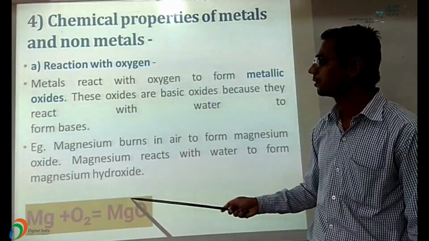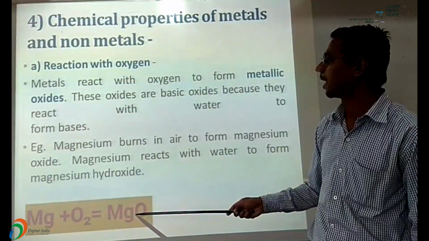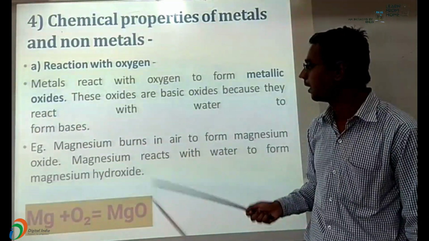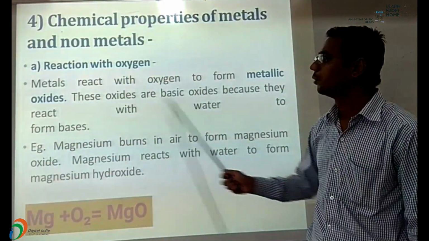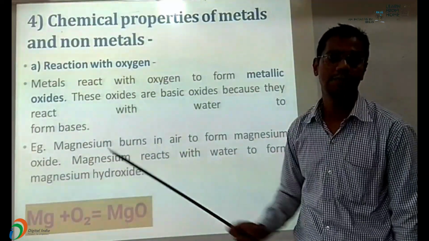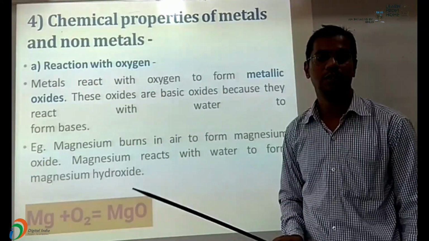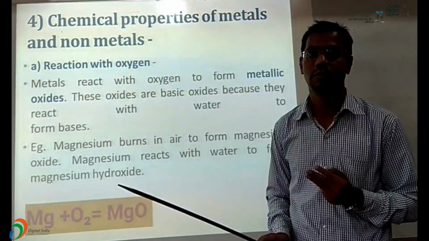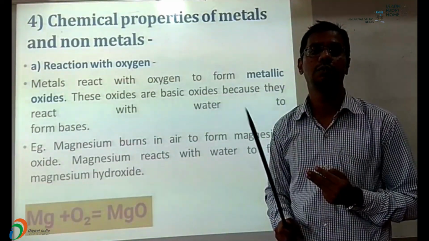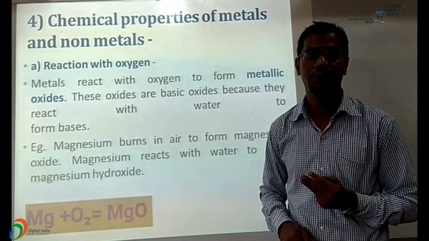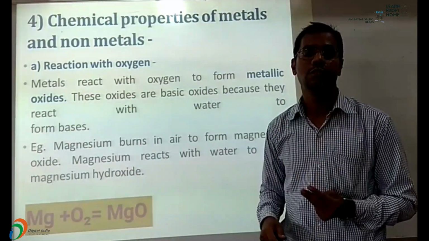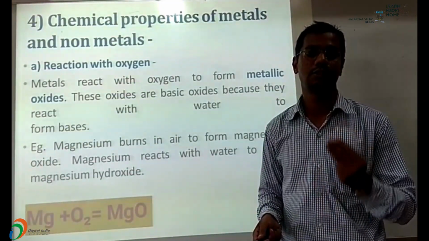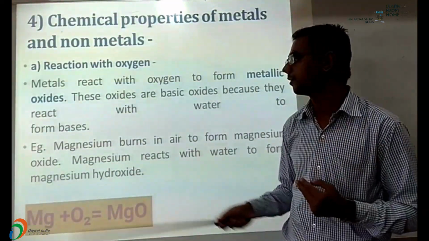And when this metal oxide reacts with water, to form bases. What is meant by the bases? Actually, three important terms are there: acid, bases, and salt. Acids, those solutions which have the pH less than 7. Bases, solutions whose pH is more than 7. And neutral are the solutions whose pH is exactly 7.